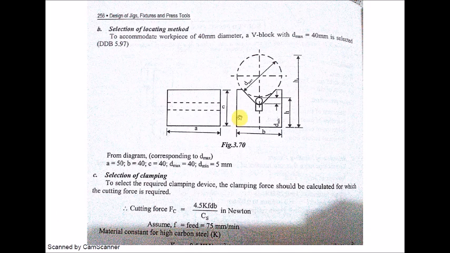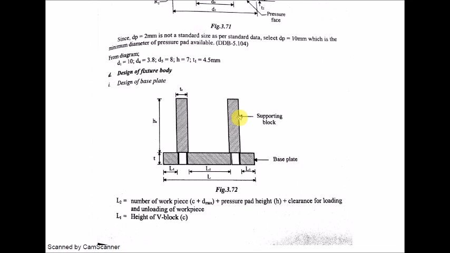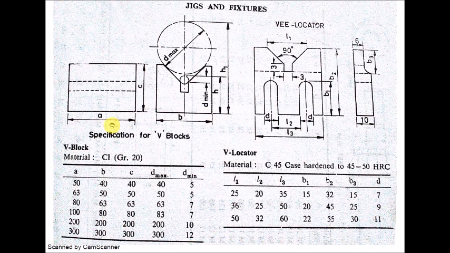The one thing which will be quite confusing for you is this portion, whether this is the height or the length of the V block. So this is quite confusing. It depends on the way we place the workpiece on the V block locator. If this is the exact position, this is how we are going to place the cylindrical component, then this will be the length. Whereas if this portion is the bottom portion of the V block, then this will be its height.